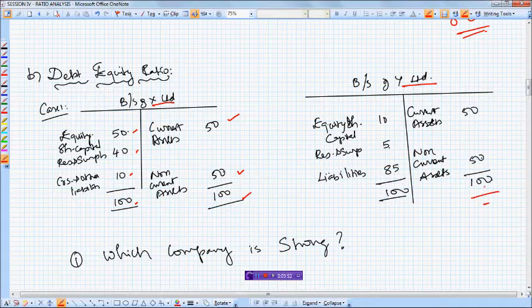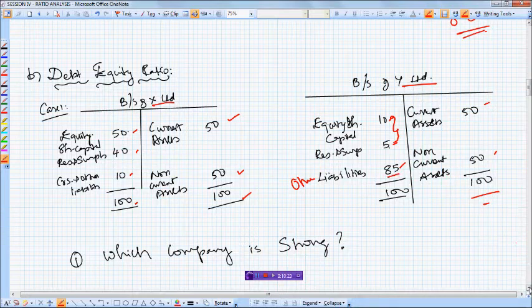Okay, take case 2, the balance sheet of Y limited. This also has current assets of 50, non-current assets of 50, that is 100 crore, and equity share capital is 10, reserves and surplus is 5, other liabilities are 85. So in this case, this company has assets of 100 crore, but out of which equity shareholder funds are only 15, and the other financing has come from outsiders. Other financing has come from liabilities, that is around 85.